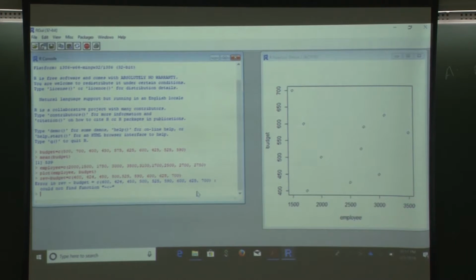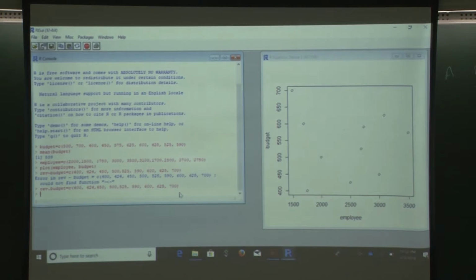Oops, what happened? Why did I get an error? Oh, so this is a little different data set in that way, and I put in this revised employee.